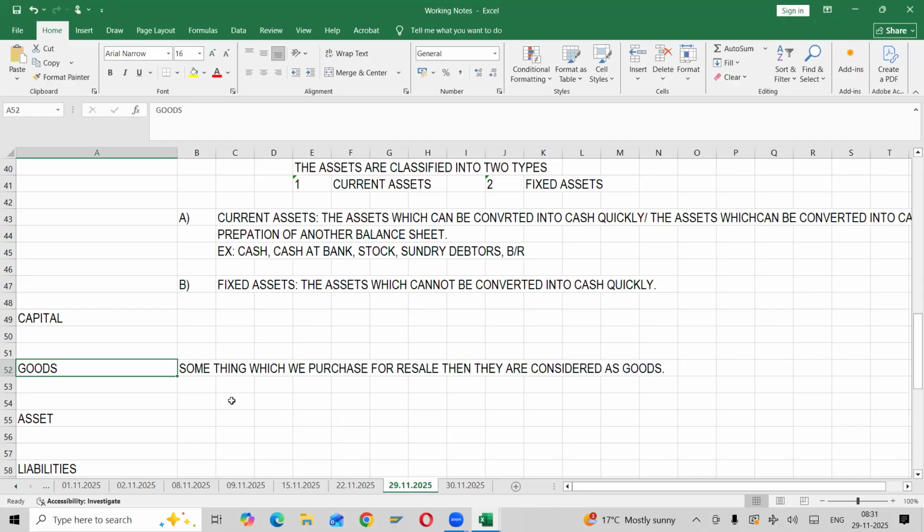So here, something which we purchased with the intention of resale is considered as goods. Same thing, fixed asset. Now you ask, what do you mean by asset? You understood that according to the nature of the business, we need to finalize whether it is goods or an asset. Whoever the dealer may be, the assets which cannot be converted into cash quickly.